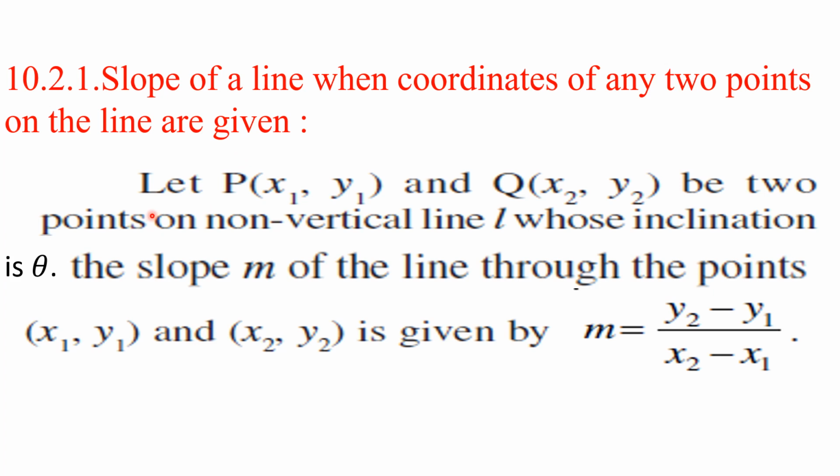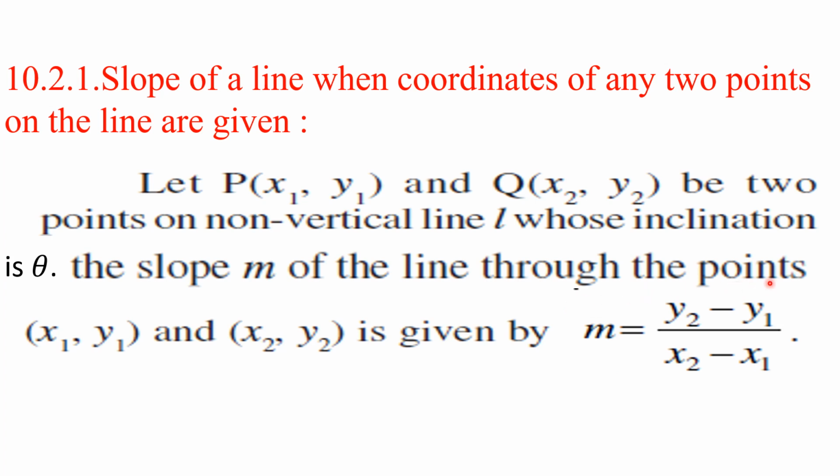Okay, my children. Let P (x1, y1) and Q (x2, y2) be 2 points on non-vertical line L whose inclination is theta. The slope m of the line through the points (x1, y1) and (x2, y2) is given by m is equal to (y2 minus y1) by (x2 minus x1). This is the formula to find slope of a line when the coordinates of any 2 points on the line are given.